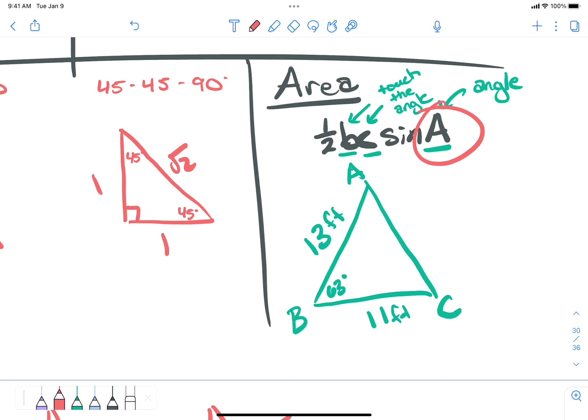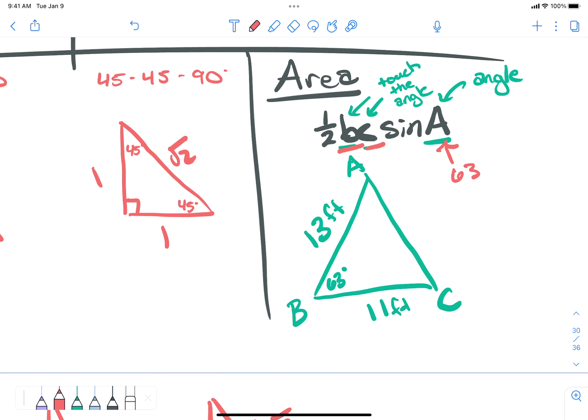The only angle that we have is 63, right? But it doesn't really matter what it's called. We just know that 63 has to go in this spot because that's the only angle that I have. But then these two sides, it doesn't matter what they're called, those two just have to be the sides that touch my angle. Those are just going to be my 13 and 11, right? So it doesn't really matter.